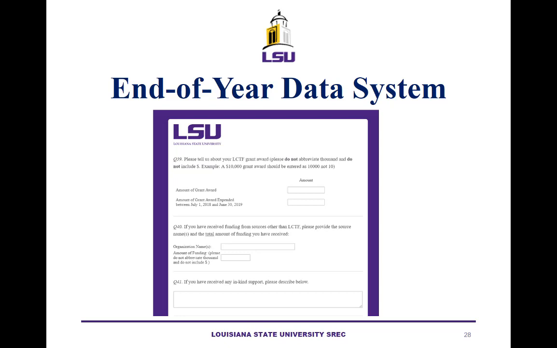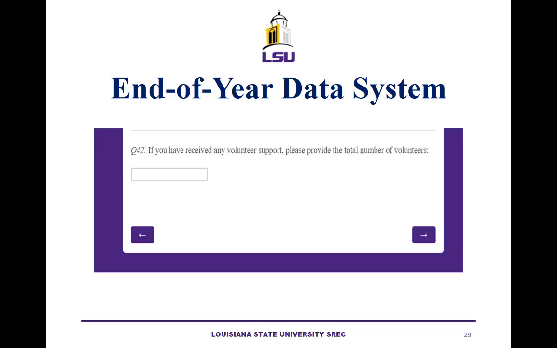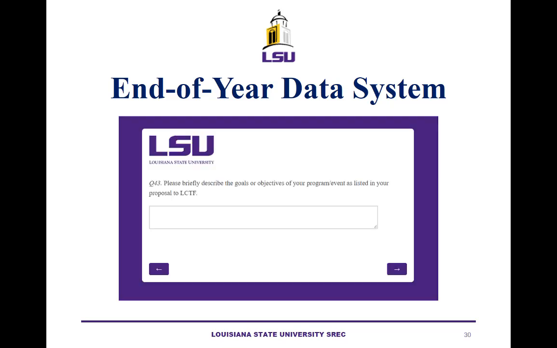Please specify the exact amount of your LCTF grant award and amount expended. Remember to write only numeric values and do not use dollar signs and do not abbreviate thousands. Provide the name and amount of funding from sources other than LCTF and describe any in-kind support received, if any. Enter the total number of volunteers used to support your program or event, if any.